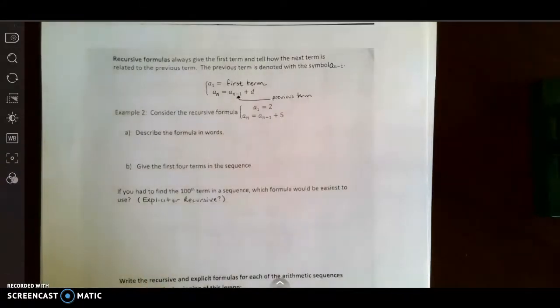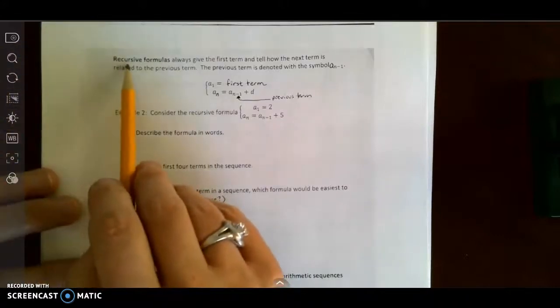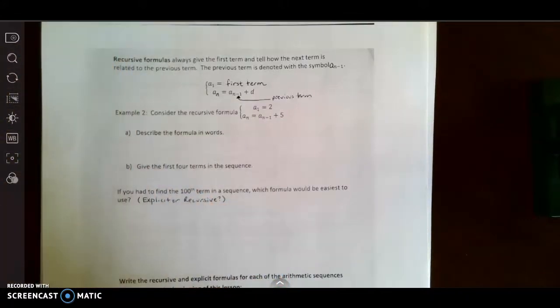All right. Recursive formulas always give the first term and then tell you how the next term is related to the previous term. Sort of like what we did when we described our pattern in words, when we said add 5 to the previous term, or add -6 to the previous term, or multiply by a half to the previous term. That's considered recursive because it's recurring. It's saying, I'll tell you what to do to the previous term.